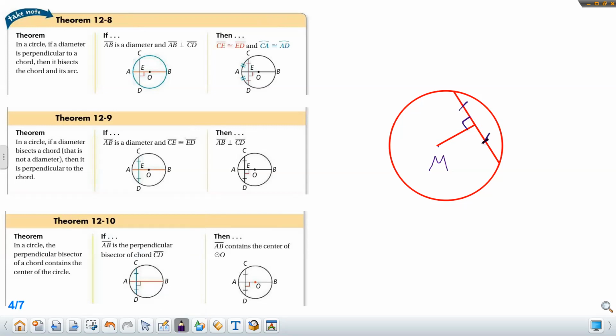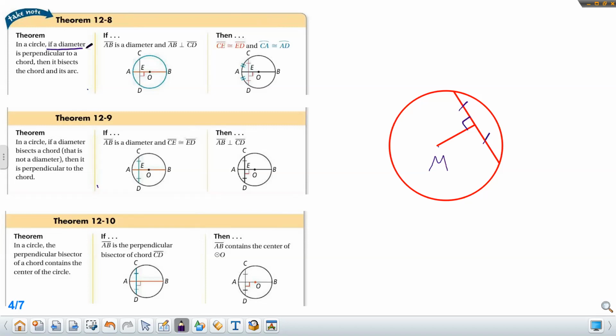And if the line passing through the center bisects the chord, then it is perpendicular to it. And the line which is the perpendicular bisector of a chord contains the center of the circle. So I have three theorems similar to each other.